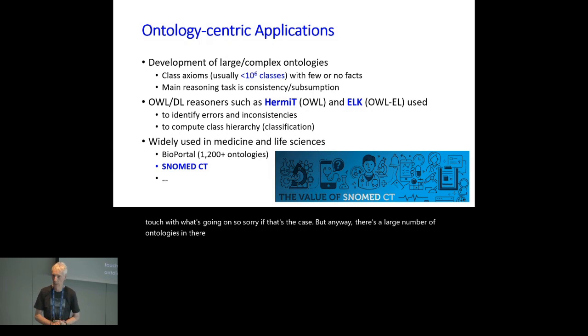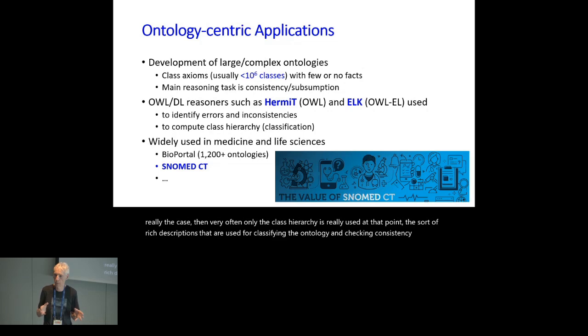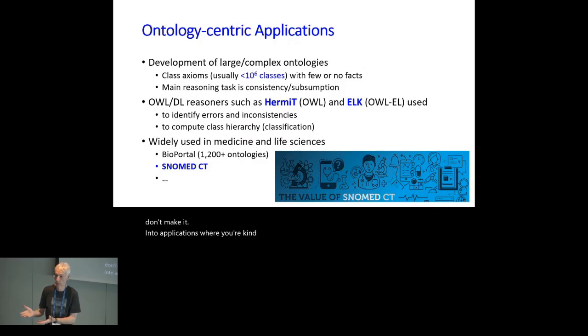SNOMED is a very well-known example of a large ontology where they use reasoners to help to develop the ontology and improve the quality. But when these ontologies are deployed in applications, very often only the class hierarchy is really used at that point. The rich descriptions that are used for classifying the ontology and checking consistency often don't make it into applications where you're reasoning about data and so on.